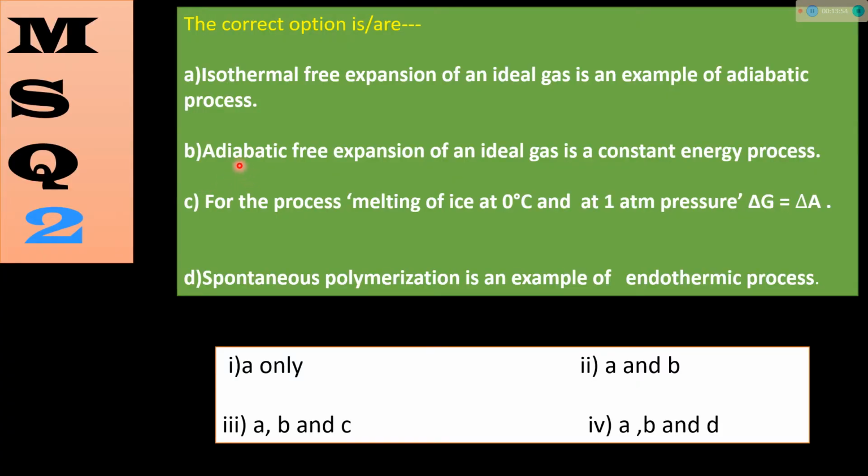Now see, if someone in an exam does not write this term constant energy process, and if they mention adiabatic free expansion of an ideal gas is an example of isothermal process, then also statement 2 will be correct.